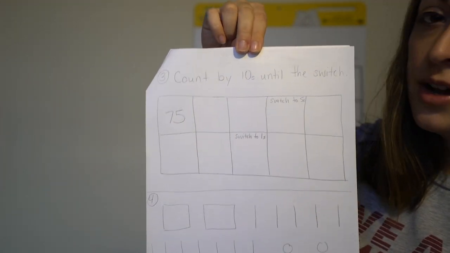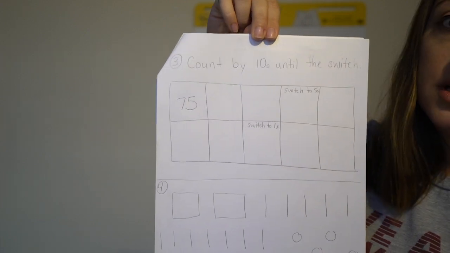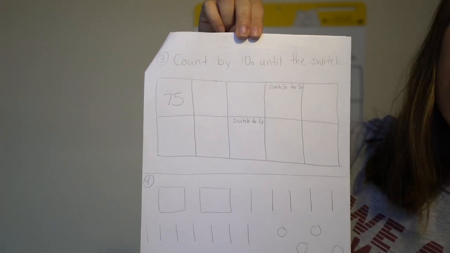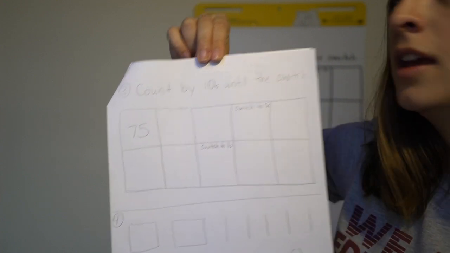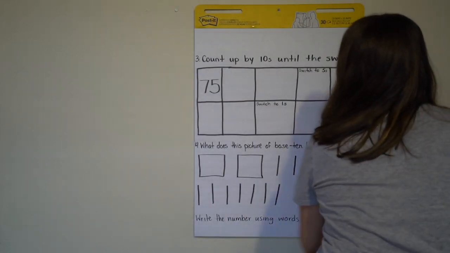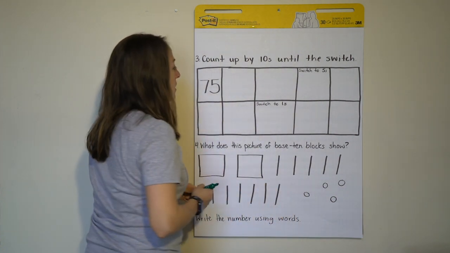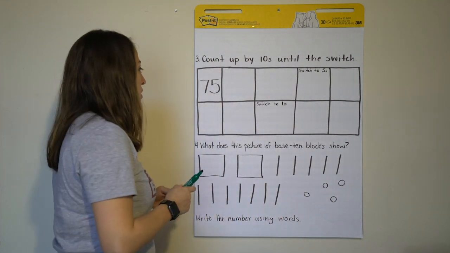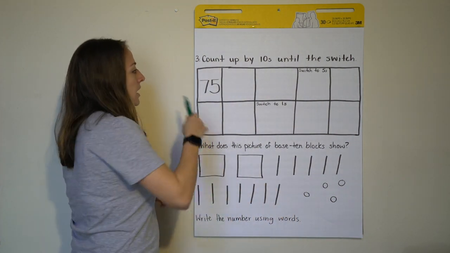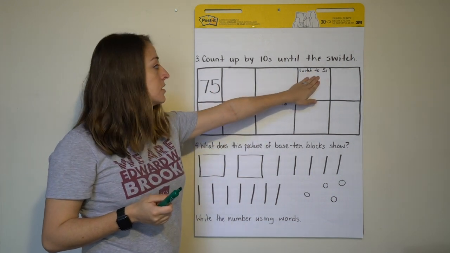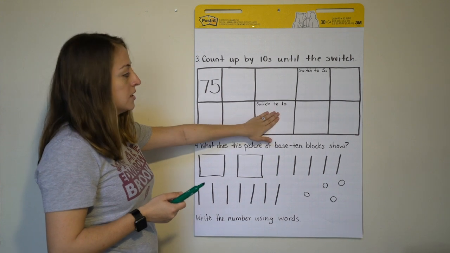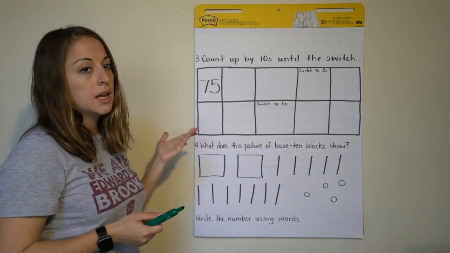Pause this video now so that you have extra time to make sure you do this correctly. All right. Count up by tens until the switch. So we know how to do this already. You're going to count by tens. When you get to the switch, remember to count by 5s. And then when you get here, you need to count by 1s. So you can get started on that.